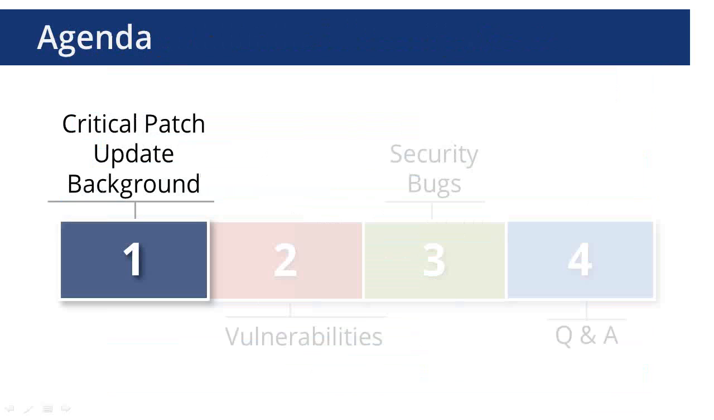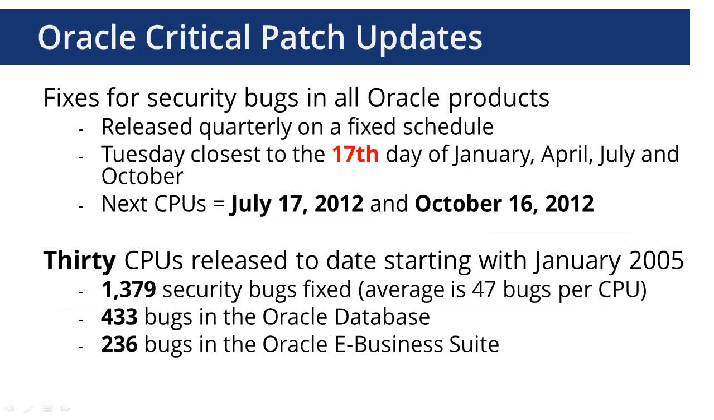Now let's delve into the critical patch updates a little bit. I'm going to try to give you not just general information, but hopefully information that you may not be aware of about the CPUs related to the Oracle database. First, as a level set, when we talk about Oracle critical patch updates, we're talking about the quarterly releases by Oracle that are on a fixed schedule. We know the next one's coming up July 17th, 2012. Oracle publishes the schedule.